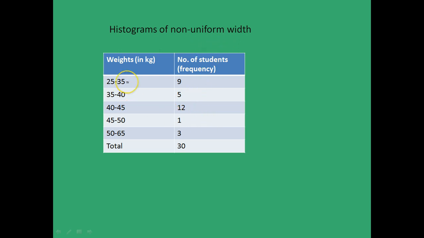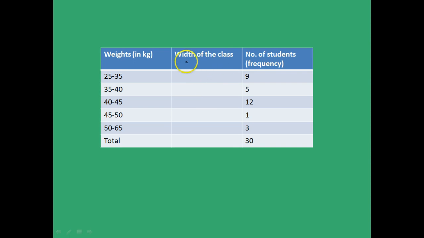Now consider this frequency distribution table. It has 25 to 35, 9; 35 to 40, 5; 40 to 45, 12; 45 to 50, 1; and 50 to 65, 3. Now look at the problems associated with directly plotting the frequencies as is without any changes to it. You will notice the problems when we start discussing the width of the class.